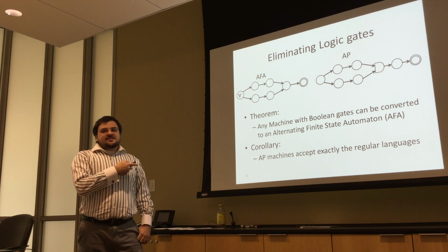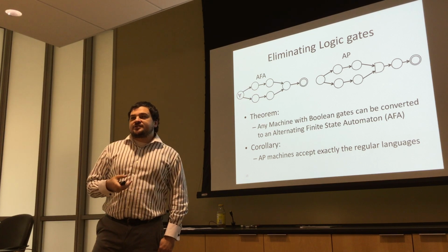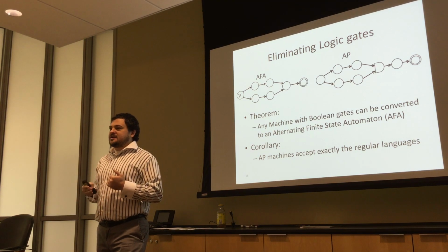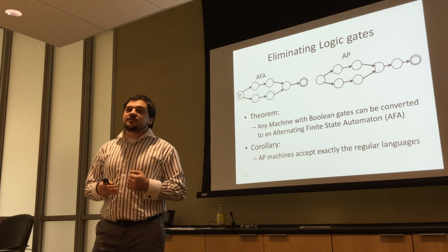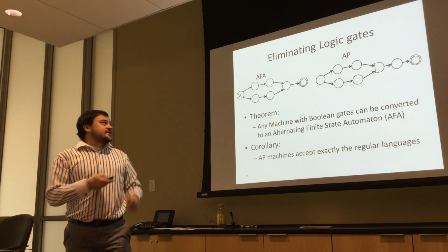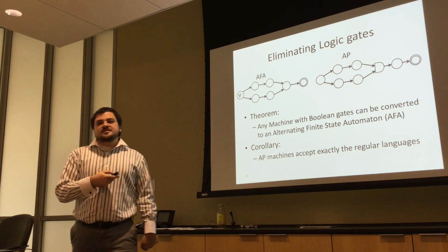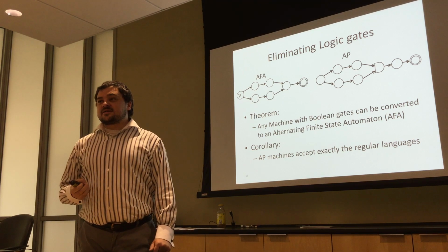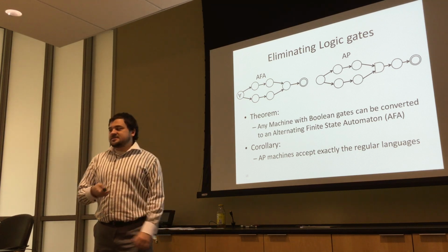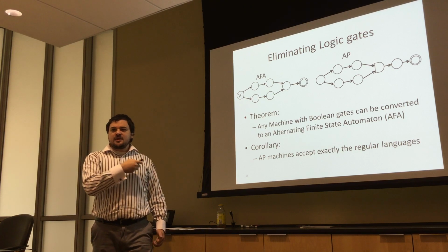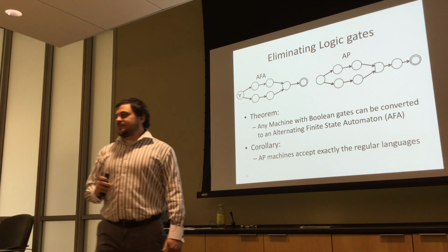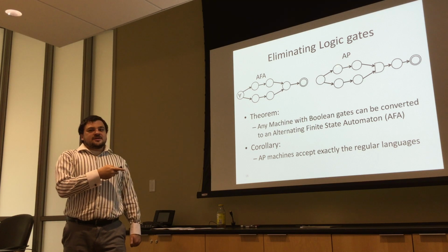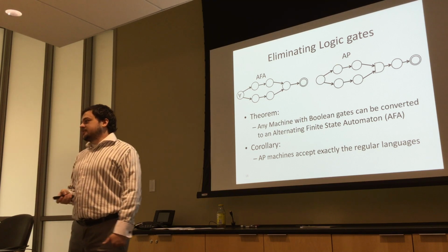Alternating finite state automata, as a generalization of non-deterministic finite state automata, can actually be converted into NFAs with at most an exponential explosion in the number of states. That is, if I have an AFA with k states, I can convert that into an equivalent NFA with 2^k states. So the conclusion here is that these machines actually still accept exactly the regular languages. The corollary here is that AP automata also accept only the regular languages.